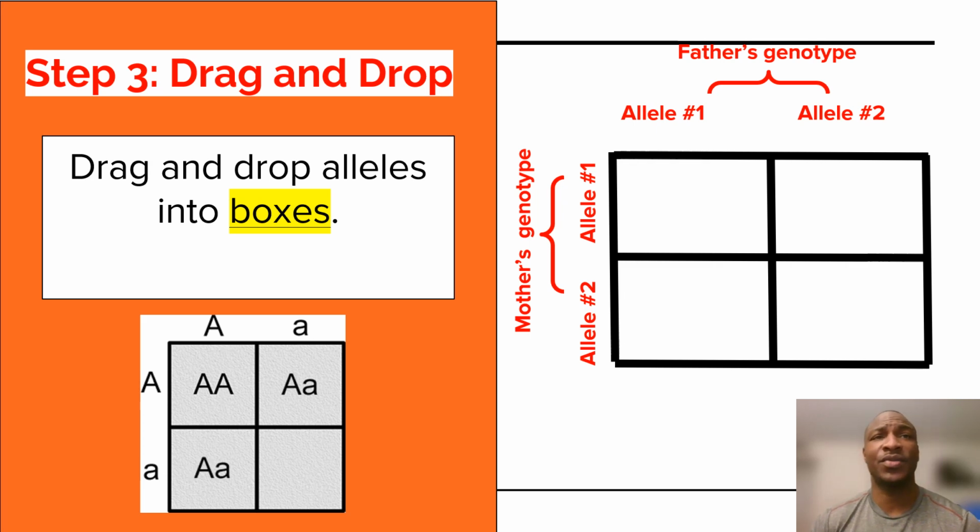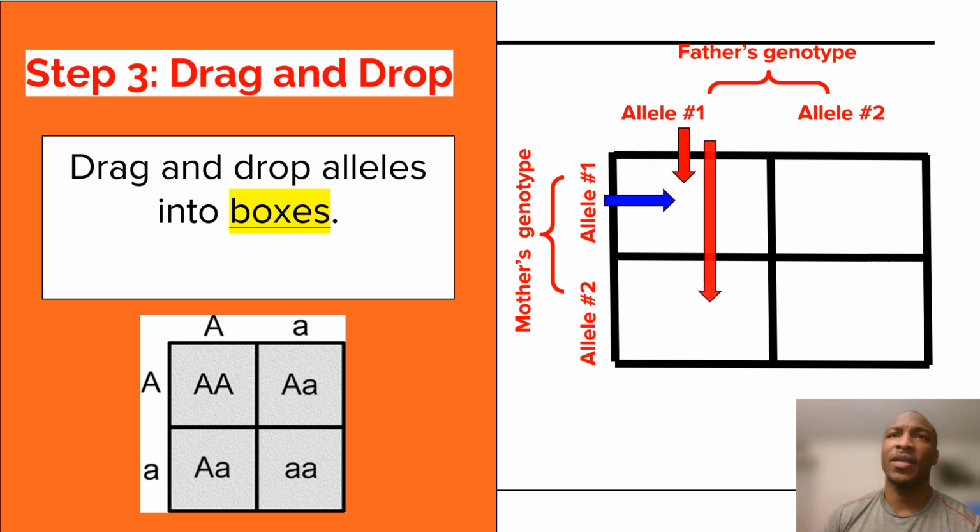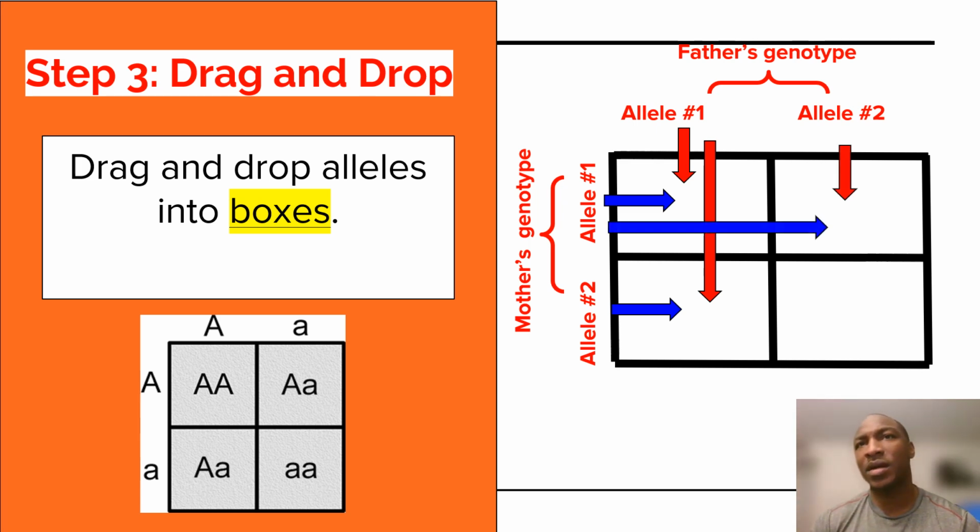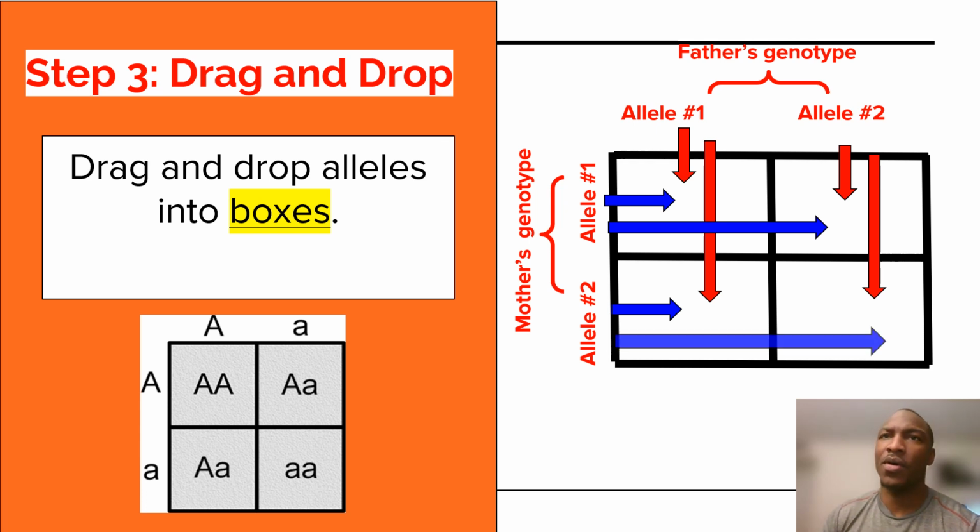So if you're looking at this little picture right here, the top goes down, and the left goes across to the right. First we go down from allele 1, then we go across to allele 1. Then allele 2 from dad comes down, and allele 1 goes all the way across from mom. Allele 2 from dad goes down, and allele 2 from mom goes all the way across. Just follow the arrows. You're going to see it in a second.